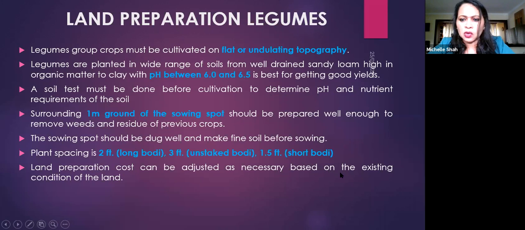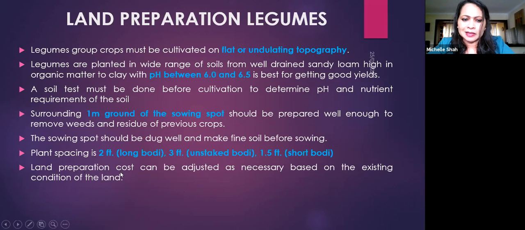The plant spacing for the long Bodhi type would be 2 feet. For the unstaked Bodhi, 3 feet, and for the short Bodhi, 1.5 feet. Land preparation costs can be adjusted as necessary based on the existing conditions of the land.